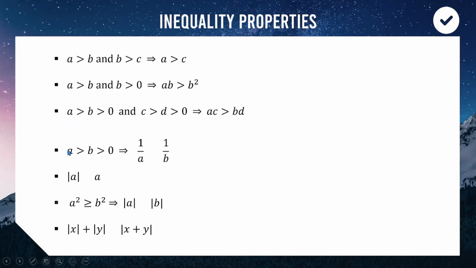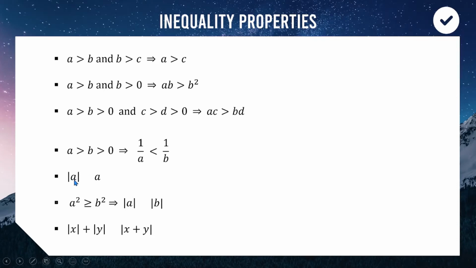For the fourth one, we have A is larger than B is larger than 0. So what does that tell you about 1 over A and 1 over B? If we think about a simple example, 3 is greater than 2, but 1/3 is less than 1/2. So if you have an inequality where both sides are positive, if you take the reciprocal, the sign is going to turn around.